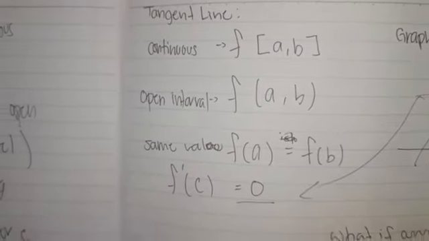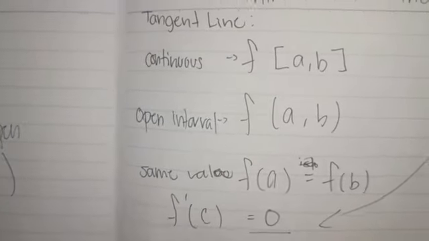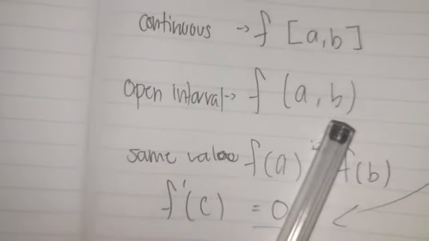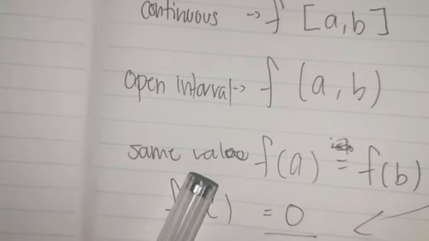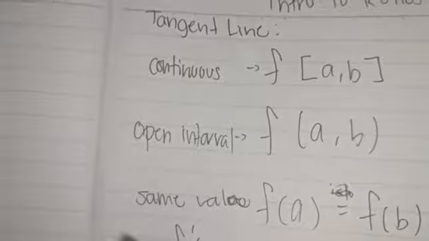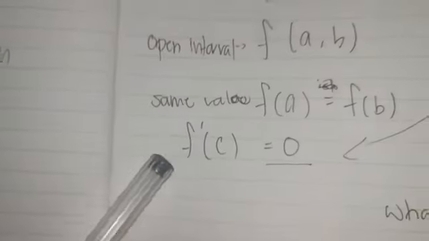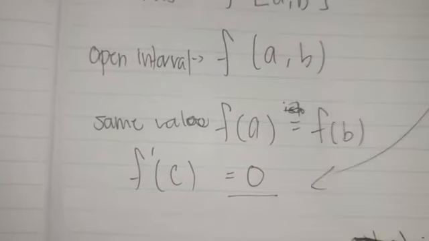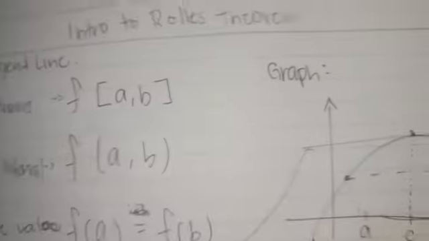Rolle's theorem states that f must be continuous on a closed interval a to b, and the function must be differentiable on the open interval a to b. And dapat same value yung f of a to b. And then, pag na-meet yung tatlong kondisyon nito, magkakaroon ng number or letter c na is f prime c equals to 0. So, i-apply natin siya sa graph.